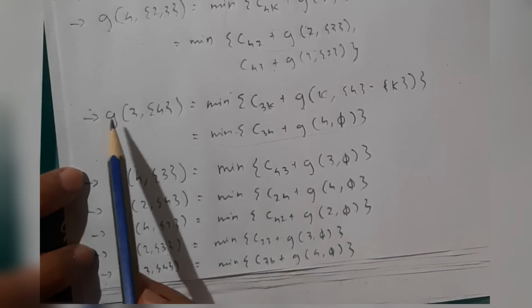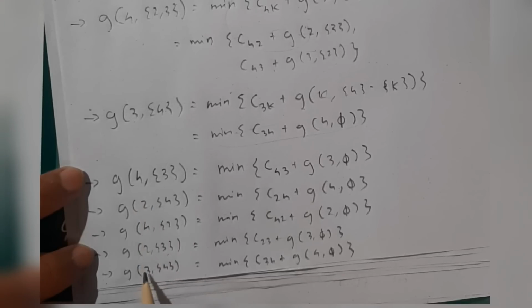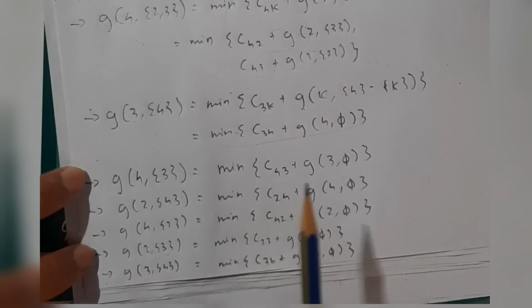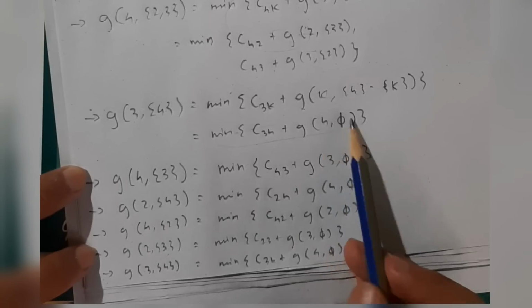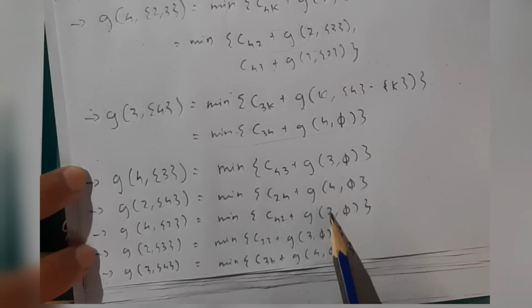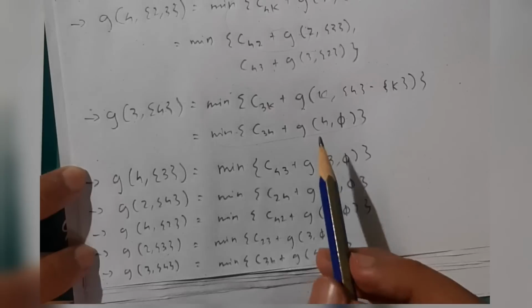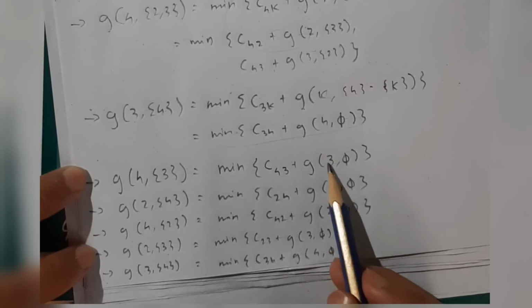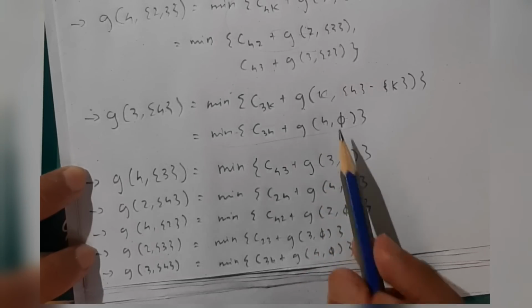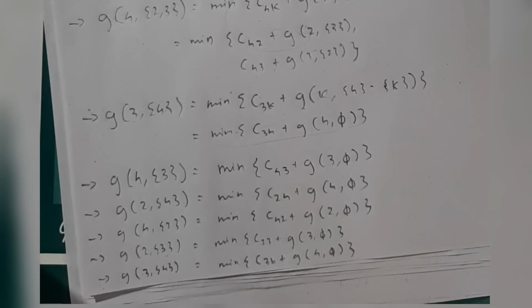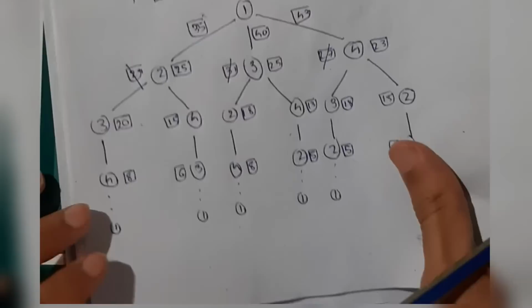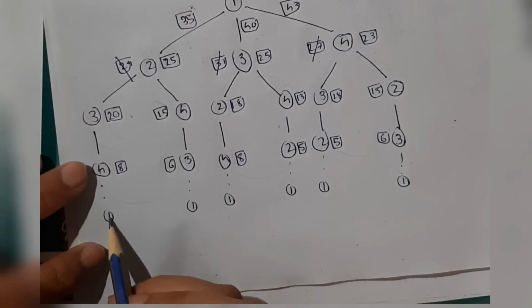In total there are 6 values: first, second, third, fourth, fifth, and sixth. When we expand, we get a similar case here: 4 comma 5, 3 comma 5, and 2 comma 5. We have to find the values of 4 comma 5, 3 comma 5, and 2 comma 5. These are the constant values, which means, if I show you graphically, these paths.